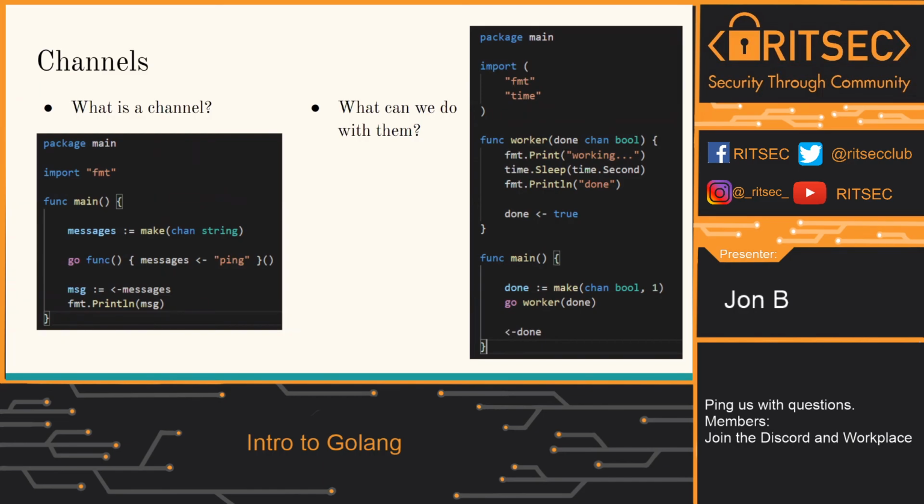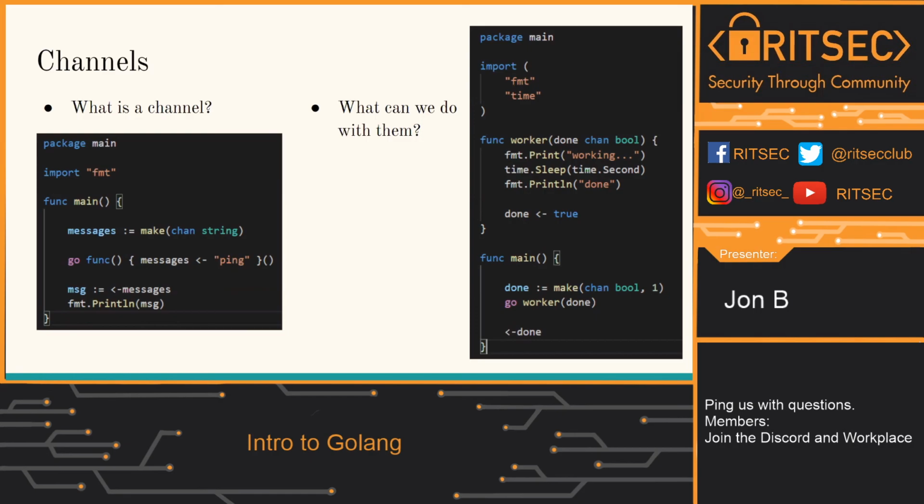Now that we sent this ping to messages, the msg := variable is going to wait until it gets a response from that channel. For example, we have ping here. It's going to assign the string ping to msg, and then the print function that we use will actually print ping.